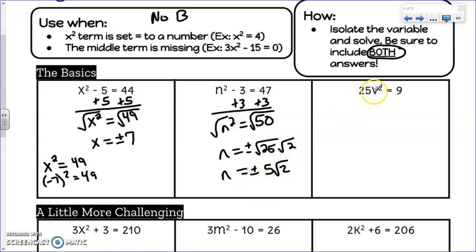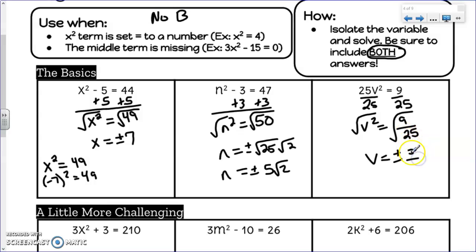This one I could either do it this way or use the quadratic formula because this is an irrational answer. Okay, here this is 25 times v squared, so I need to divide by 25. You get v squared equals 9 over 25. Square root both sides. So v equals plus or minus, square root of 9 is 3. Square root of 25 is 5. Again, I could have factored on this one also.